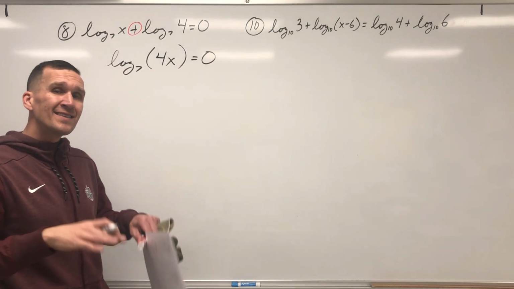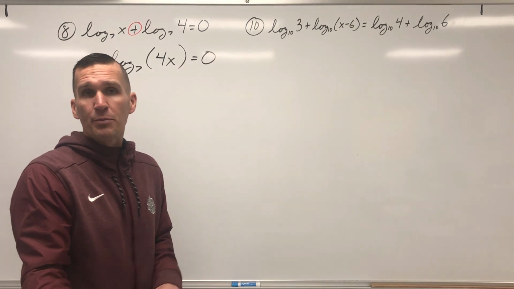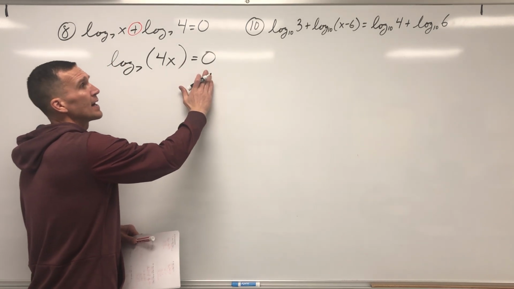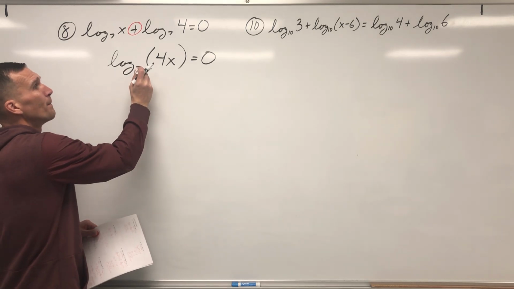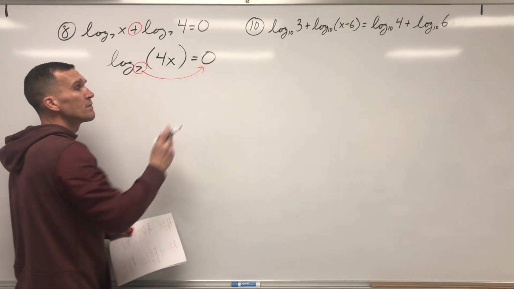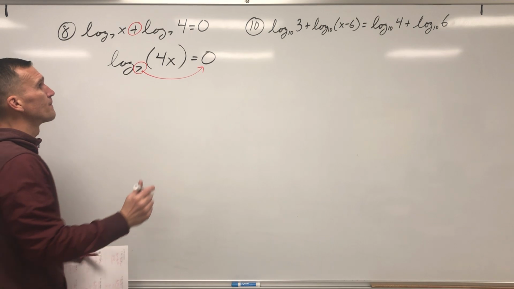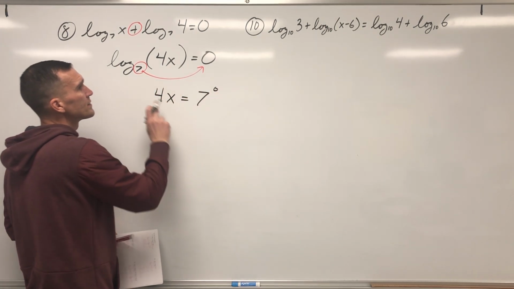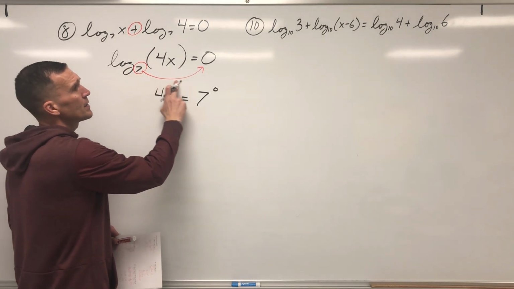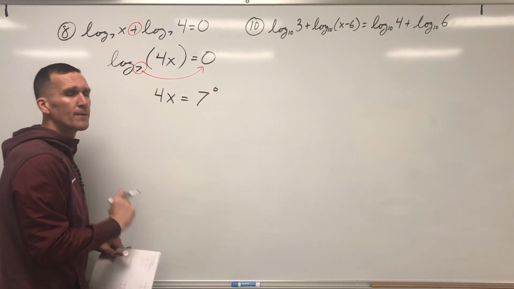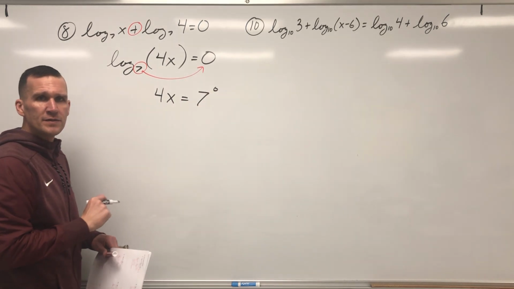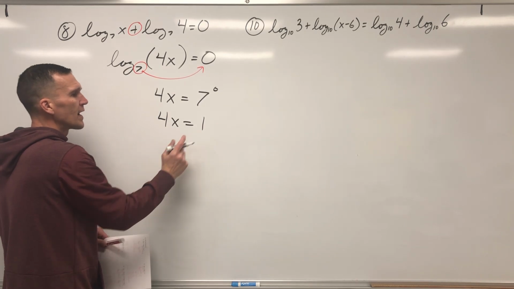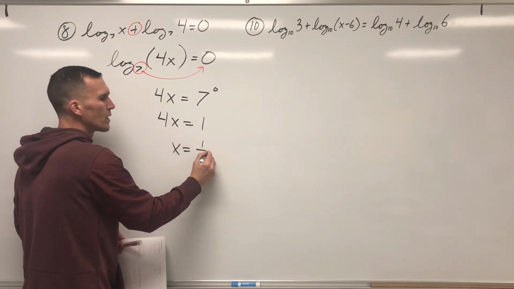Now, once you condense, it's actually an 8.5 problem. It's going to be where you have a log on one side, not the other. Move the base and convert to an exponent problem. So now I have 4x is equal to 7 to the power of 0. Remember, the base of a logarithm becomes the base of the exponent problem. Well, anything raised to the power of 0 is 1. So I have 4x is equal to 1, and when I divide by 4, I get 1/4.